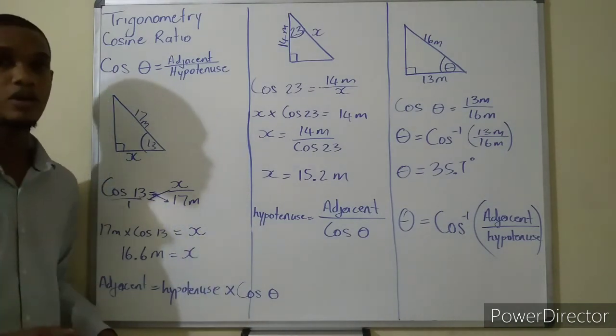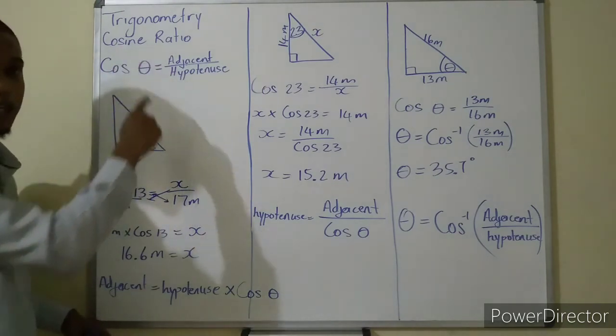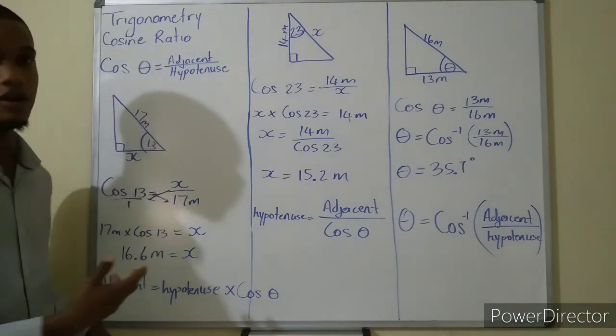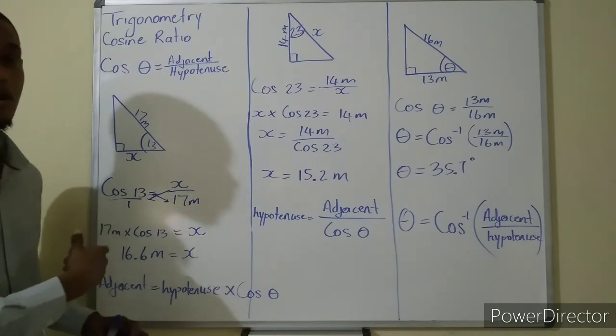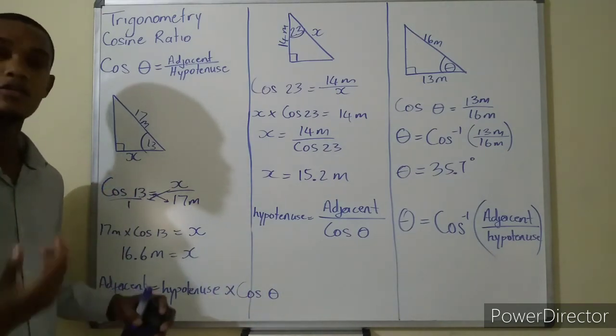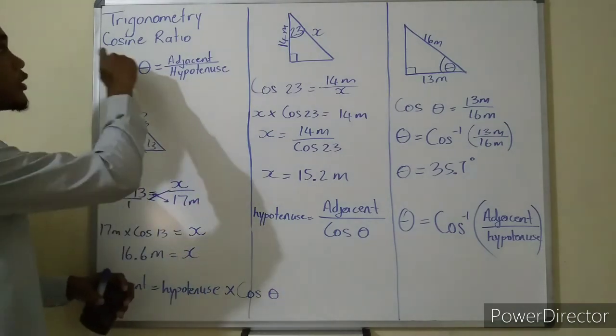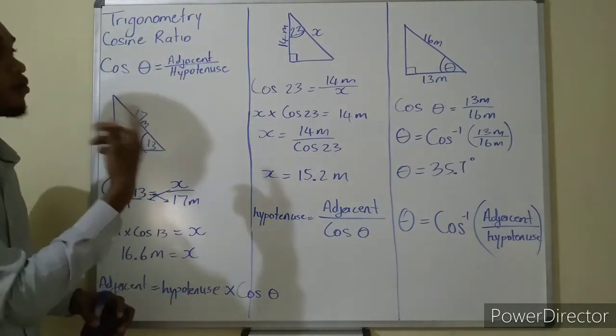So I hope this video has helped you to understand how to apply the cosine ratio for trigonometry in solving or finding the missing angle or the missing side of your right angle triangle. So tune in again with the third sequence, which is using the tan ratio when you're working with trigonometry.